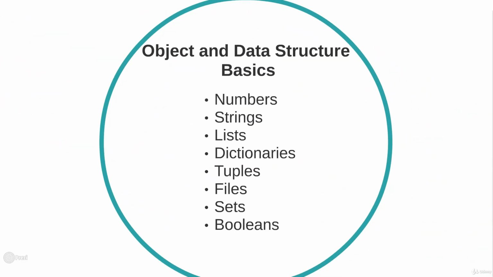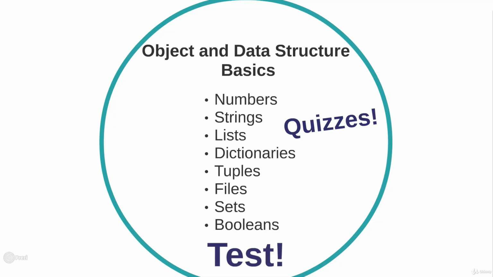Next, we start with the live code sections. We'll learn about object and data structure basics, including numbers, strings, lists, dictionaries, tuples, files, sets, and booleans, all in Python. After each of these individual lectures, there are quizzes to test your understanding. And at the end of this section, there's an assessment test, so you can check your knowledge on each of these topics.